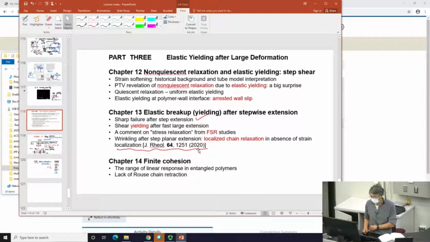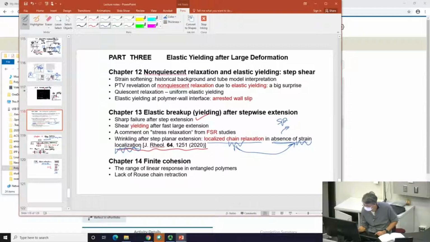The results were just published fairly recently. And if you read what I wrote there, it's kind of funny. I said there's probably even incorrect, I may say. When you write something, sometimes you don't go through your brain enough times. So what I mean by absence of strand localization, right? What I meant by that was that the sample didn't fail. The dimension remained uniform. That's what I meant. Localized chain relaxation actually indeed produces localized strand localization. That's why this sentence is not quite correct. They are the same thing. What I should say is in absence of sample failure.